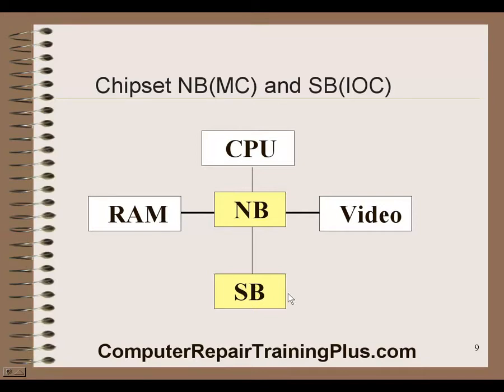Now all our other devices are going to be connected through our south bridge, such as your keyboard, your mouse, your hard drive. All the other components that are considerably slower will be connected to your south bridge. But they're not normally going to be a bottleneck to your computer, because your computer performance is based on your CPU, your RAM, and your video card.